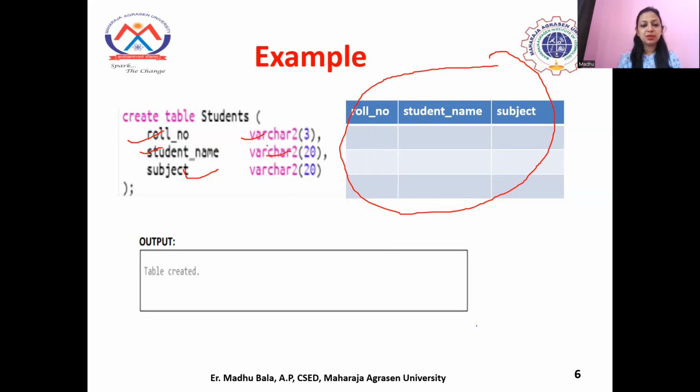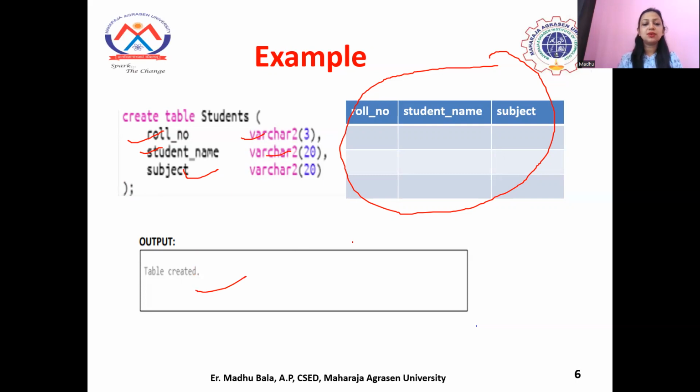Depending upon the requirement, you can take it as varchar, you can take it as char, you can take it as int, any kind of data type you can write here. And then again, you need to put this round bracket and then semicolon. When we will run this command on the interface, then the output would be table created.